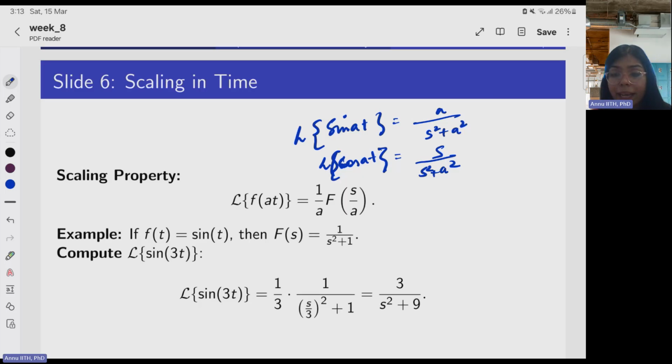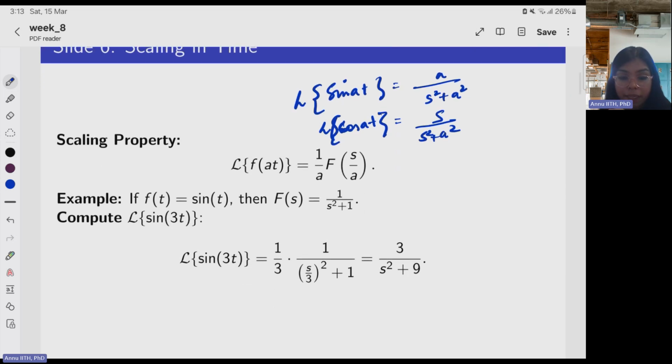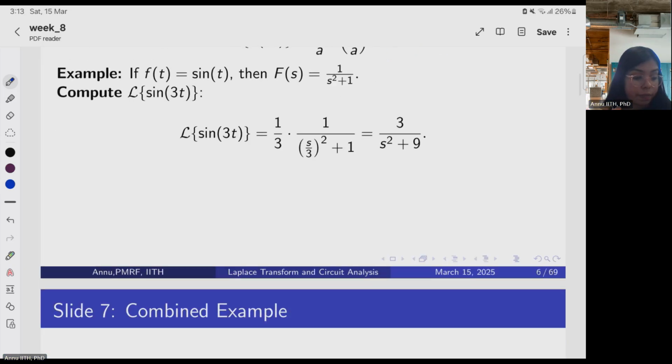There's some issue with my mic. I had tried clicking on that, but I don't know if that's why it came or not. But yeah, so the answer will be nothing but 1 by 3 into 1 upon (s by 3) whole square plus 1.